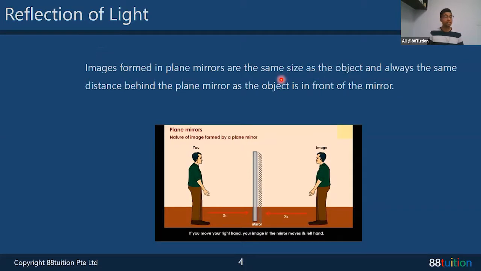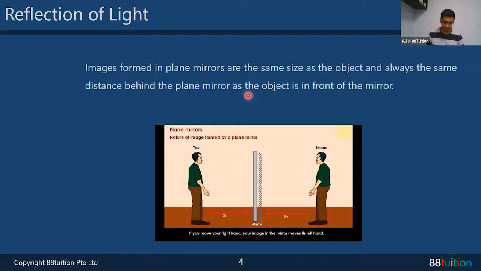And images formed are the same size. You don't see a bigger version of you in a mirror or a smaller version of you in a mirror. Of course, it must be a plane mirror. If you tell me, sir, I saw myself very small in a different kind of mirror, yes, those mirrors are different because they are curved. They may be curved inward or outward. We call them convex or concave, which we'll also look at later.